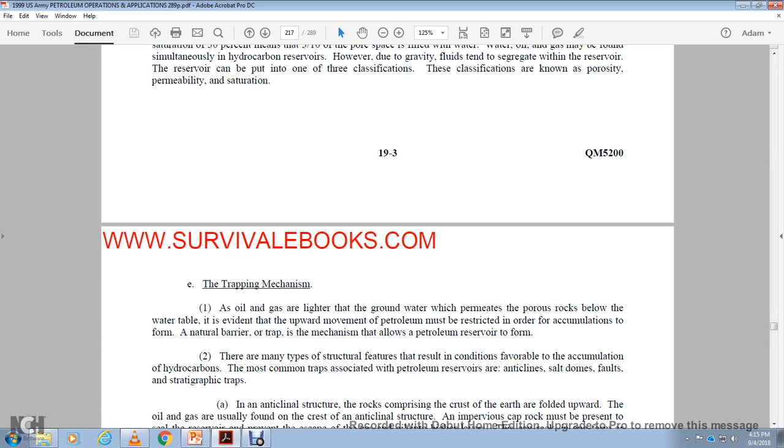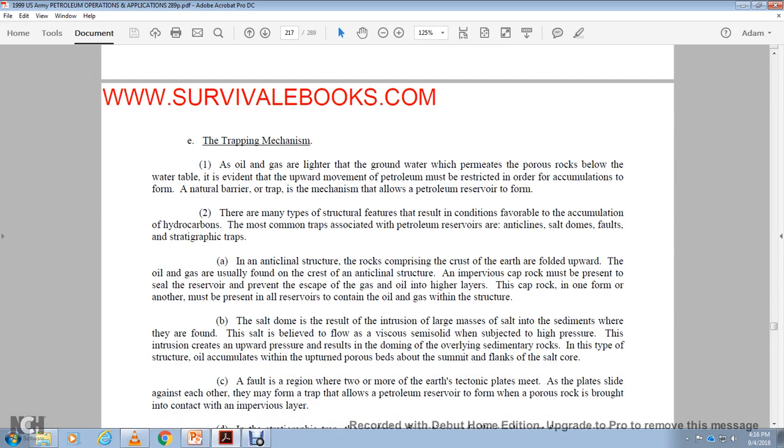to form. There are many types of structural features, each of which results in conditions favorable to the accumulation of hydrocarbon. The most common types are the common traps associated with petroleum reservoirs: anticlines, salt domes, faults, and stratigraphic traps.